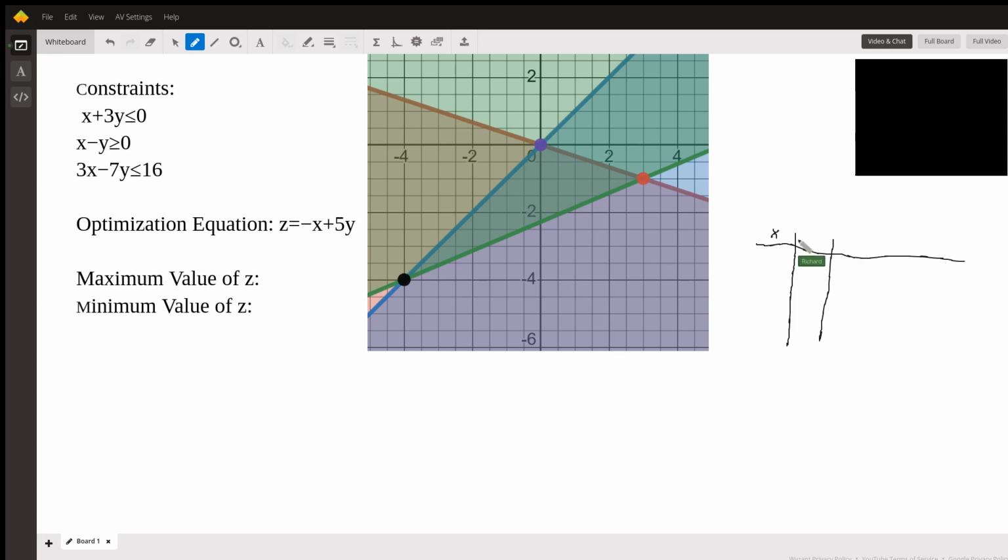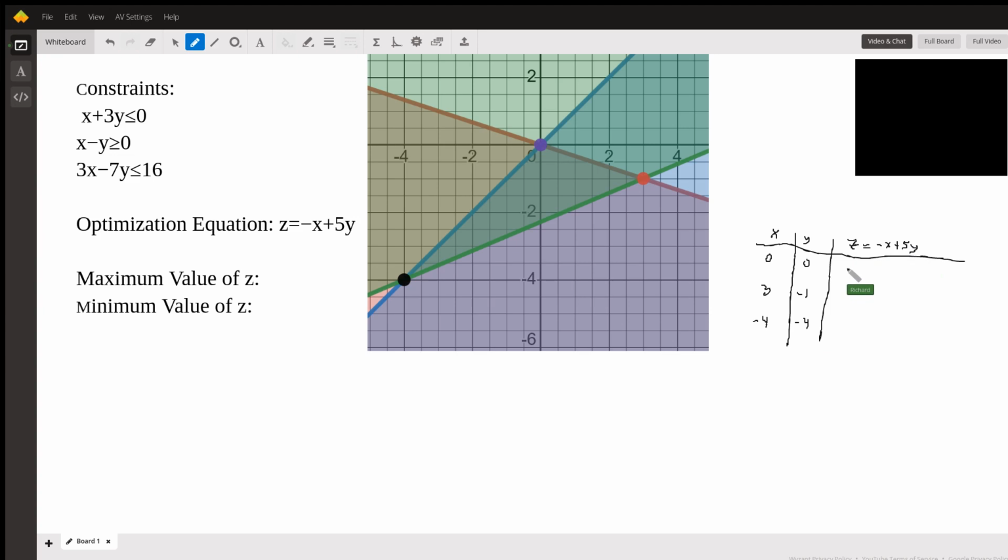Here's X and Y. So let's start with this point up here, which is 0, 0. This point here is 3, negative 1. And then this point over here is negative 4, negative 4. And we're just going to calculate the value of Z, which is going to be negative X plus 5Y.